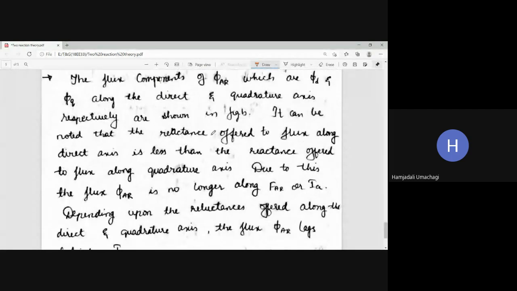It can be noted that the reactance offered to the flux along the direct axis is less. Here, reluctance will be less than the reactance offered to the flux along the quadrature axis, where the quadrature axis is having more reluctance. Due to this, the flux ψ_R is no longer along F_AR or I_A. So ψ_R will not be in line with F_AR or I_A.